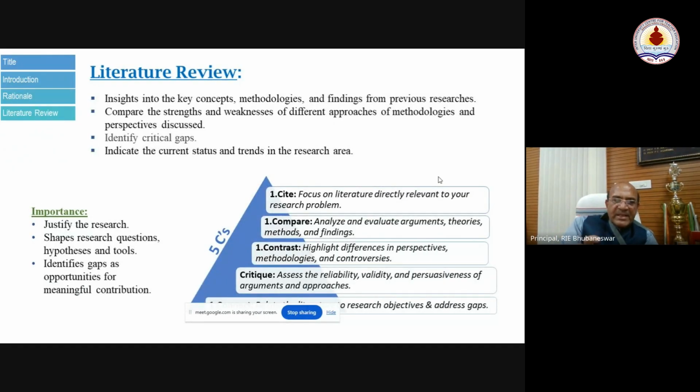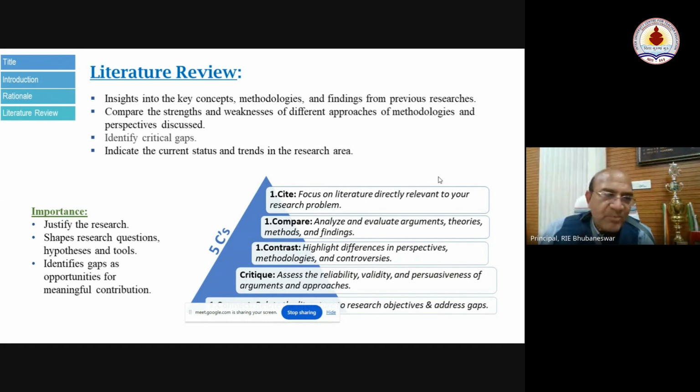So I have to see critically. The fourth C is critique. I have to assess the reliability, validity, and persuasiveness of arguments and approaches. And the fifth is connect. Through connect, I will relate the literature to research objectives and address gaps.